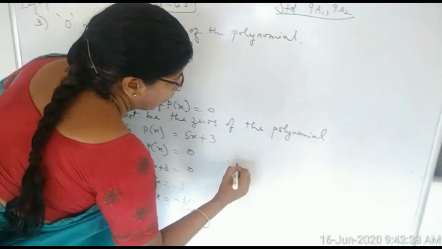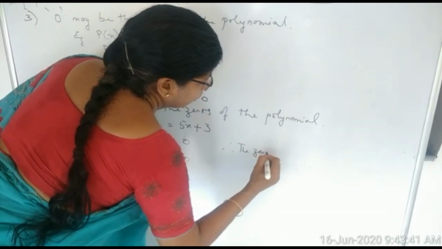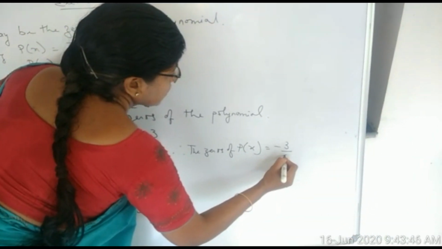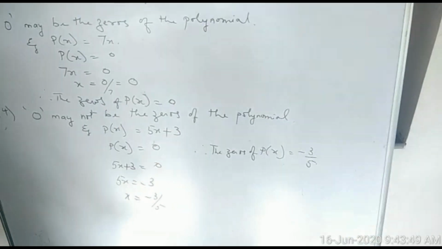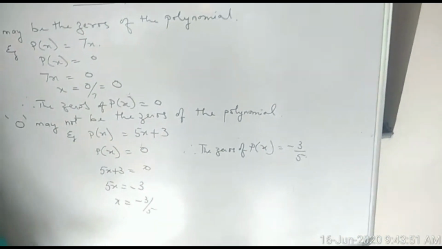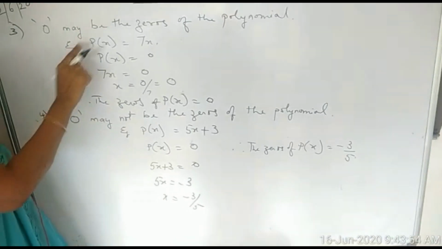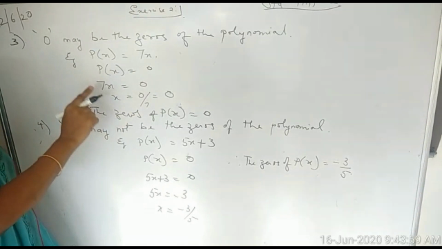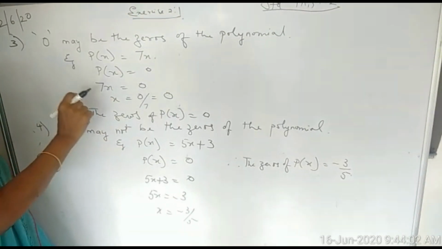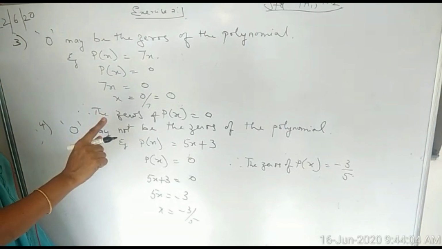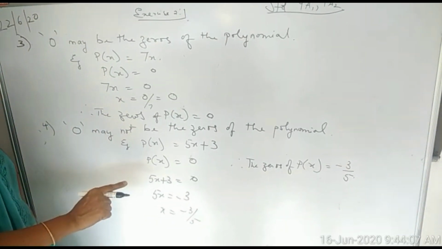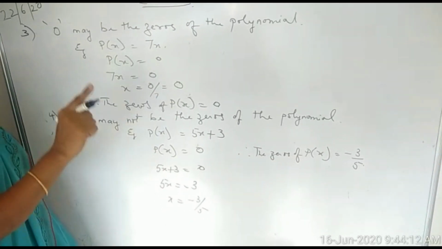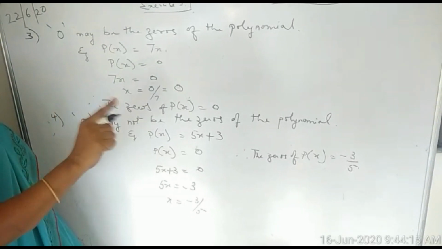The zeros of P of x is equal to minus 3 by 5. Zeros of the polynomial means your polynomial equal to 0 and solve for x. A polynomial can have 0 as the solution, any rational number as a solution, or it can have more than one solution when x squared is a perfect square.